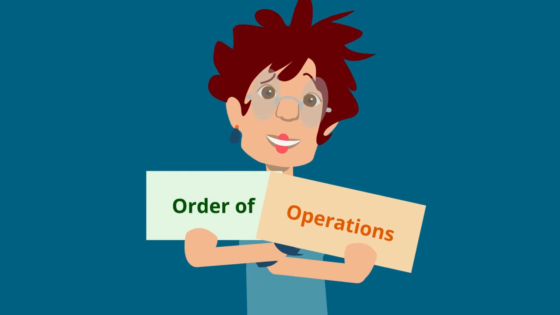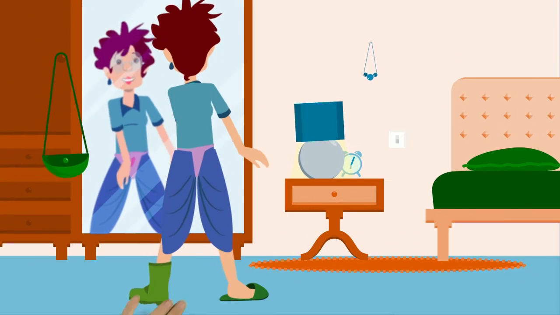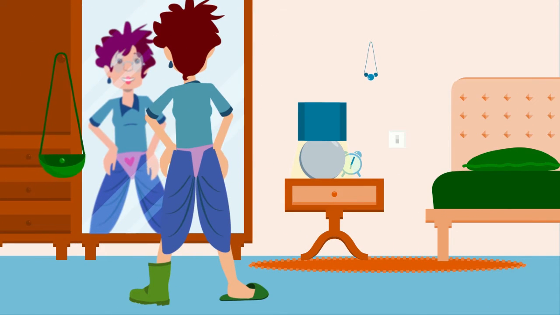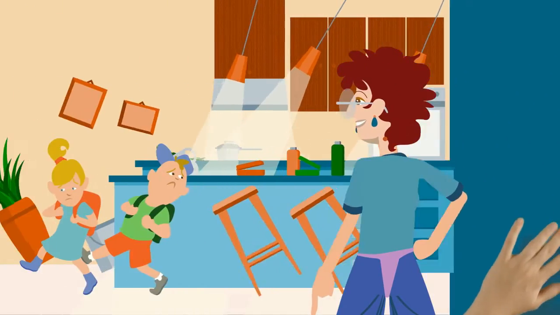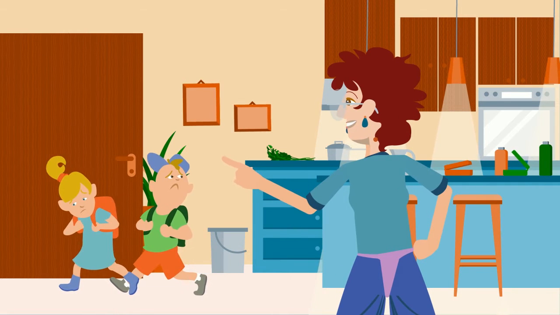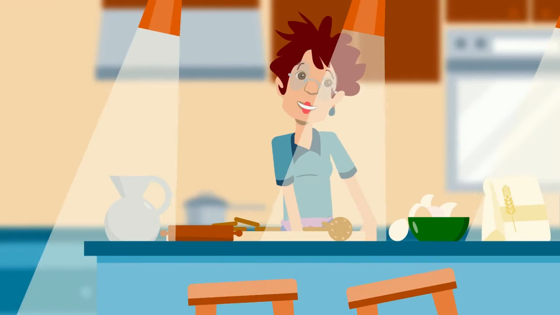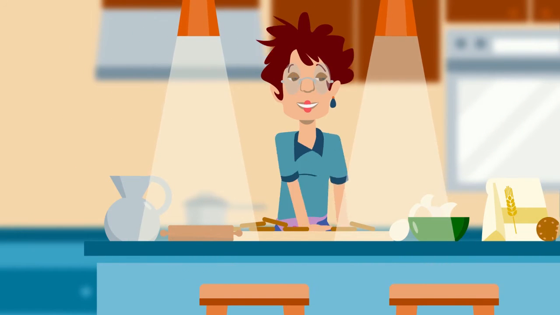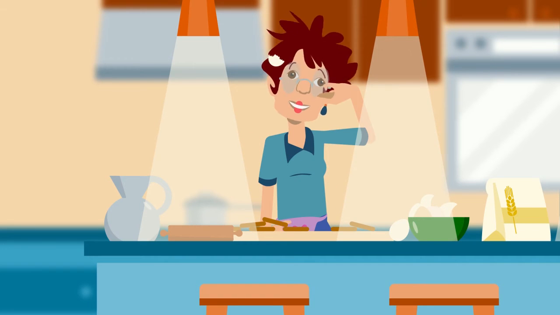The order of operations. Yesterday, my dear Aunt Sally did everything in the wrong order. Look, she put her underpants above her skirt, she sent us to school, then she made our breakfast after we left. Later, she baked cookies, but added the eggs in after the cookies came out. My dear Aunt Sally did everything in the wrong order.